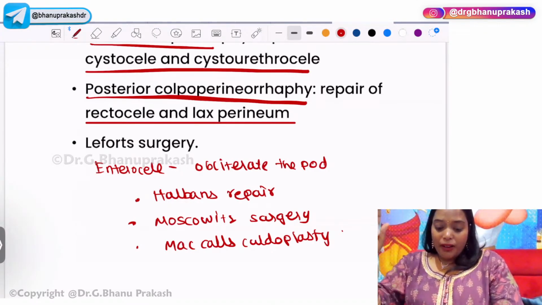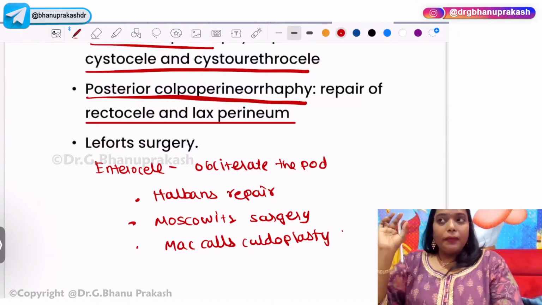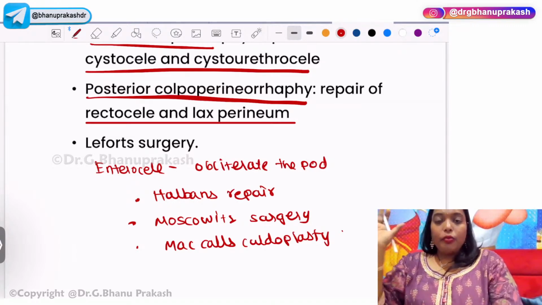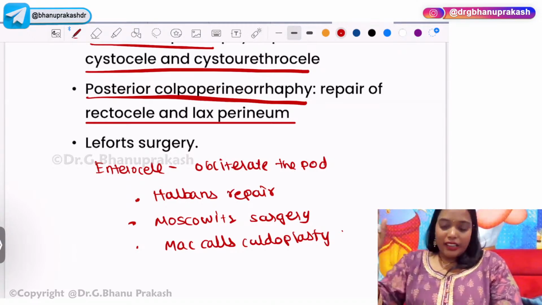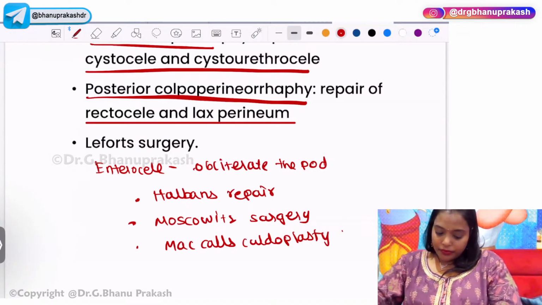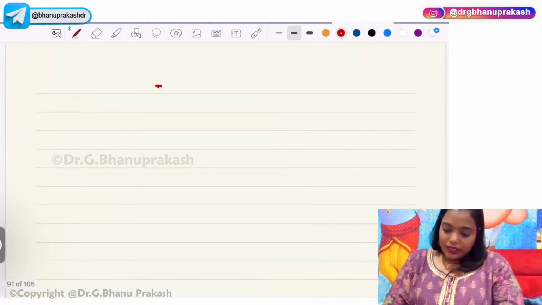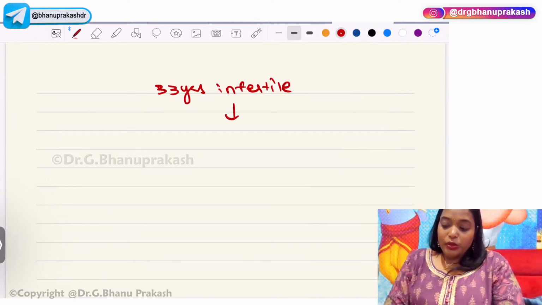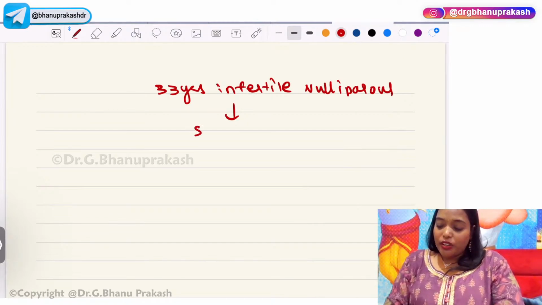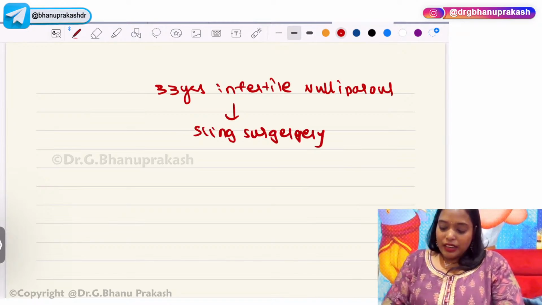If you have a patient, 33 years, infertile, nulliparous, with prolapse, what will you do? Excellent, very good. Sling surgery. Right, correct.